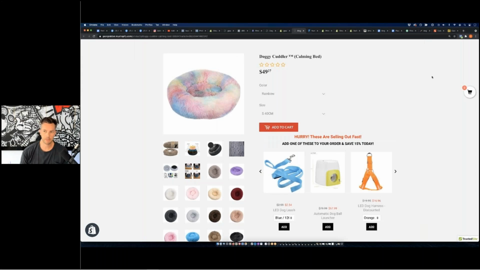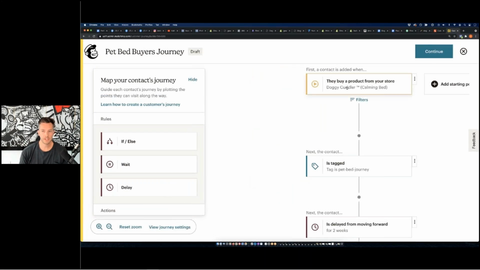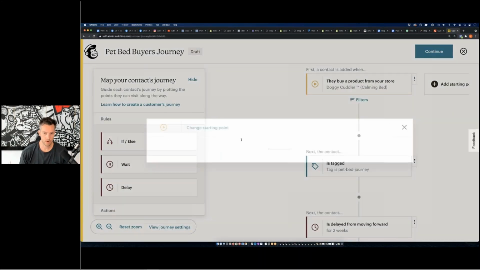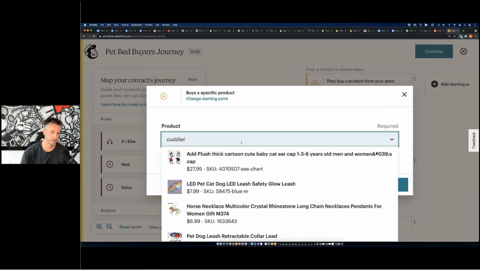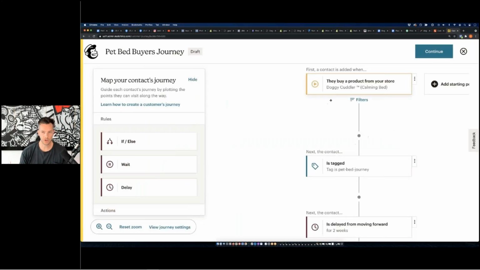And inside of email platforms, like we use MailChimp. So inside of MailChimp, you can do this with Klaviyo and, you know, any platform. I just simply use MailChimp. You can create a buyer journey, all right? And so that's what we did last week, is we created a buyer journey. And this journey essentially says, hey, if somebody comes in and buys our doggy cuddler pet bed, right here, see doggy cuddler pet bed. So I can come in here, find the doggy cuddler pet bed, say anybody that buys this, all right, start them in this pet bed buyer's journey.